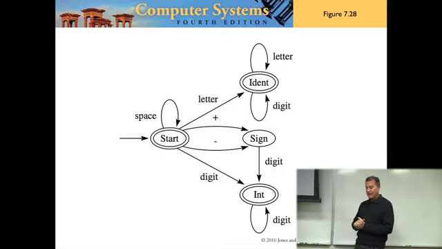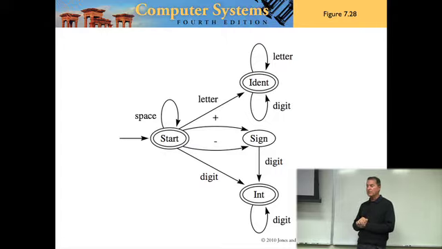Which means that this is probably a multiple token recognizer. So how many tokens do you think it can recognize? Three. If it ends in the state ident, what do you suppose it recognized? An identifier. If it ends in the state int, it probably recognized an integer. But what if it ends in the state start? It's a blank. Yes, and we will call that the empty token.